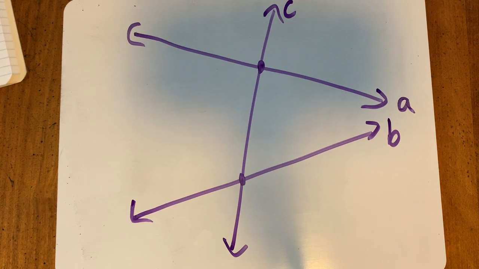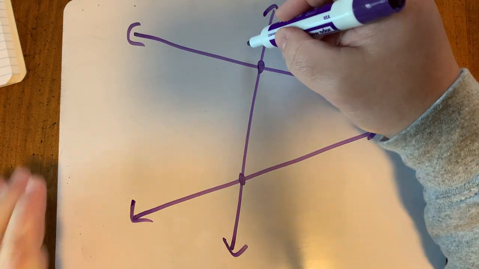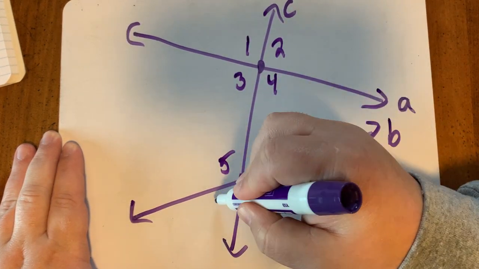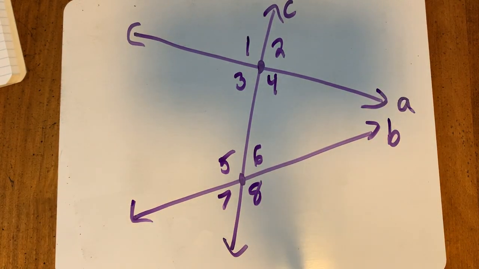But if you have two lines and a transversal, every single time that means there's two distinct intersections. And at each intersection, you're creating 4 angles. 1, 2, 3, 4. And then there's 4 down here. We're going to have way more angles named with numbers, and they're going to have special relationships.